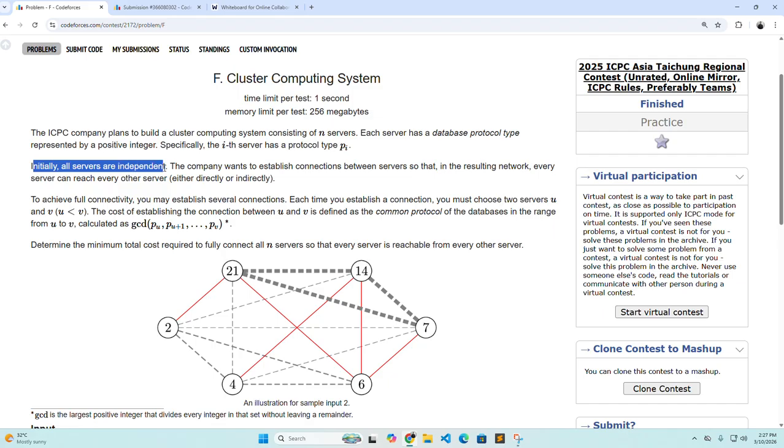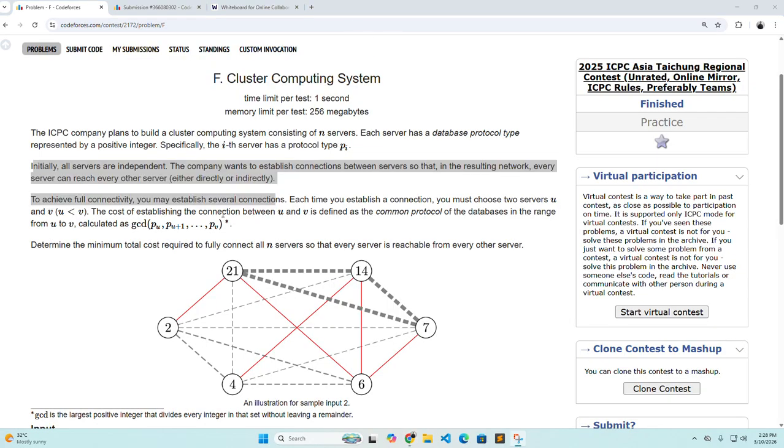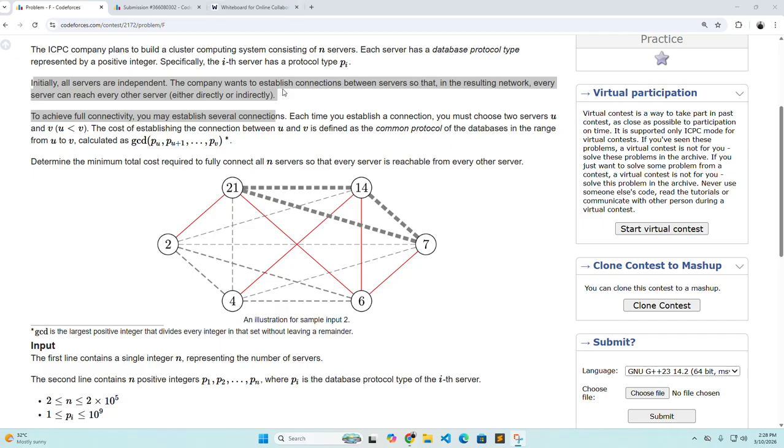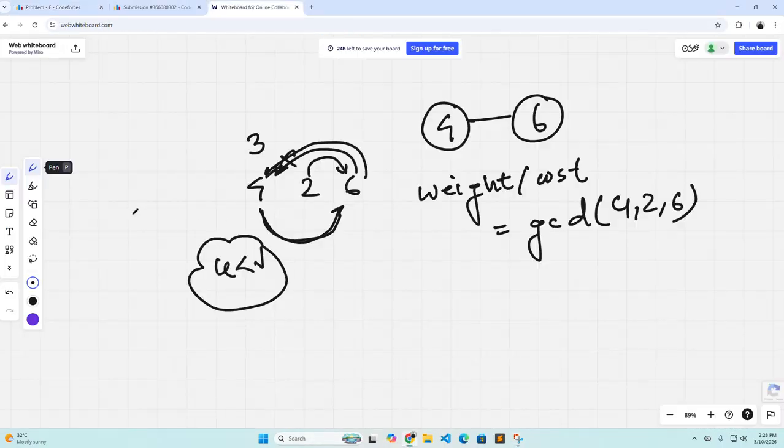Initially all the servers are independent, and the company wants to establish connections between servers so that in the resulting network, every server can reach every other server either directly or indirectly. So I hope you understand the problem statement. Now we are going to solve the problem. The problem is really easy, but it's a little bit tricky.